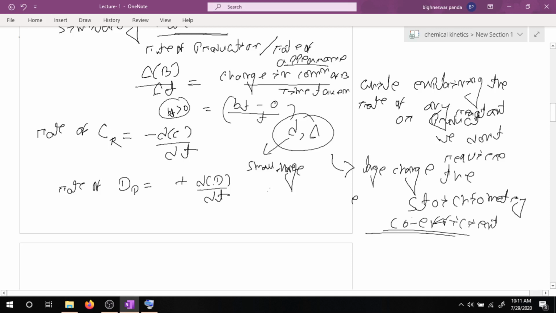So for writing the rate of any individual substance, I have written here the rate of C and the rate of D. C is the reactant, D is the product. Since for any reactant or product, any individual substance, its stoichiometric coefficient will not be required. So this is all regarding the rate of a chemical reaction. Next, come to the next part.